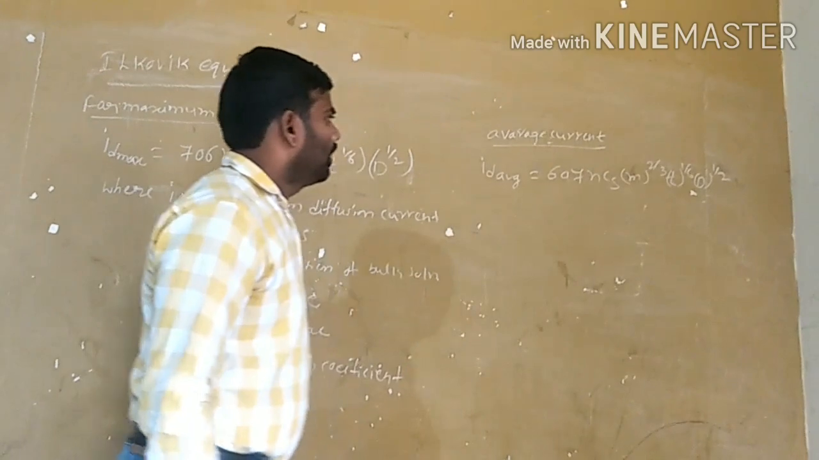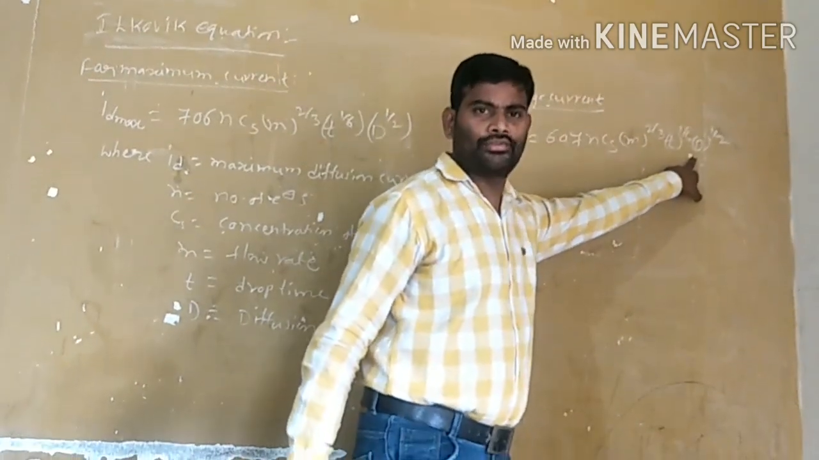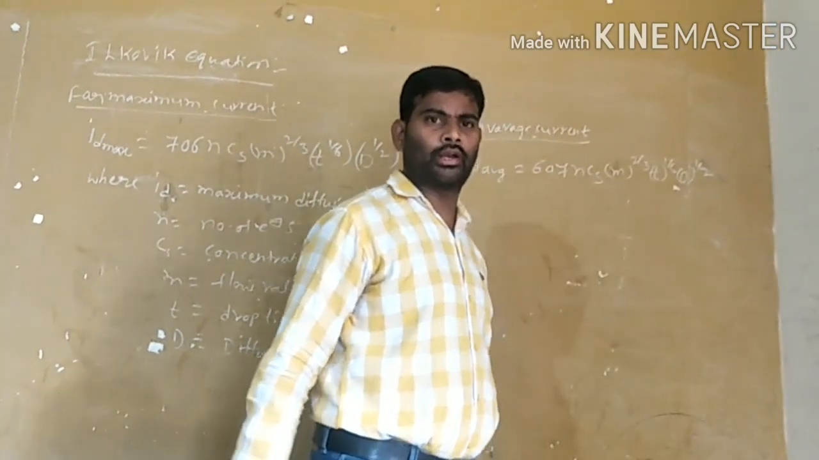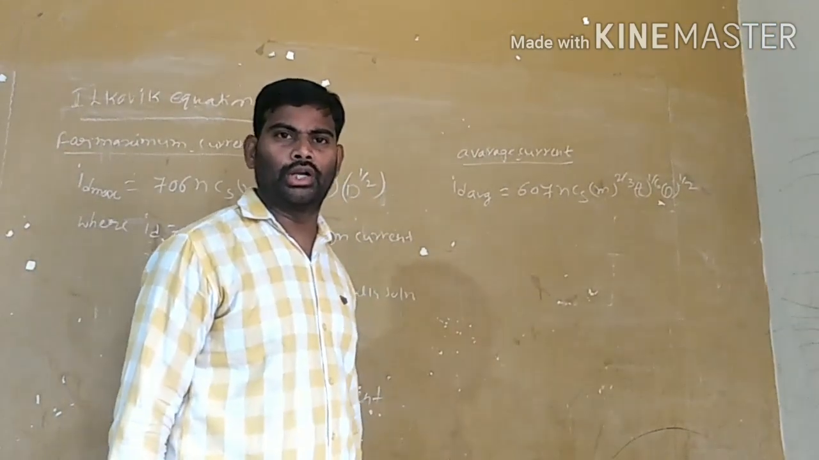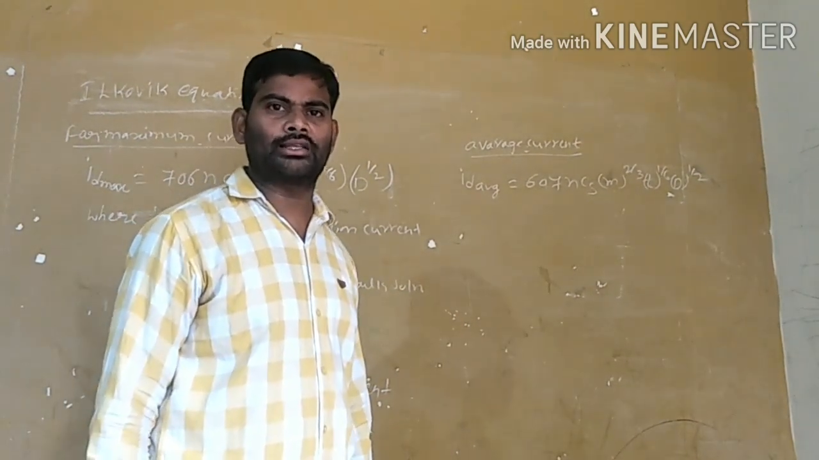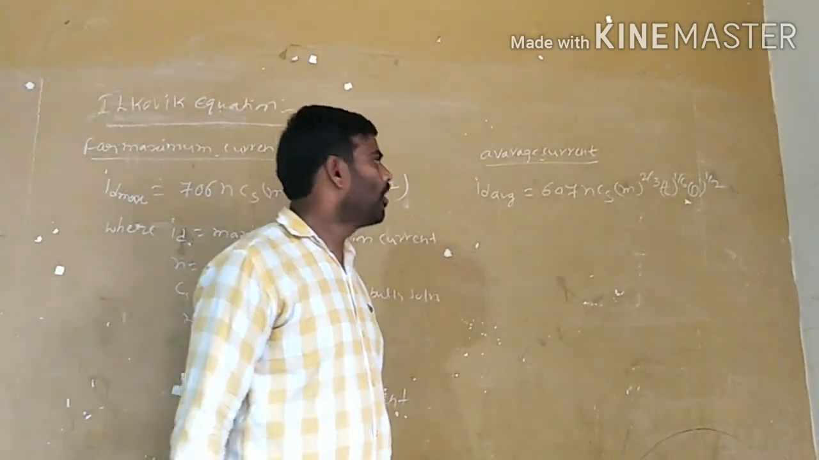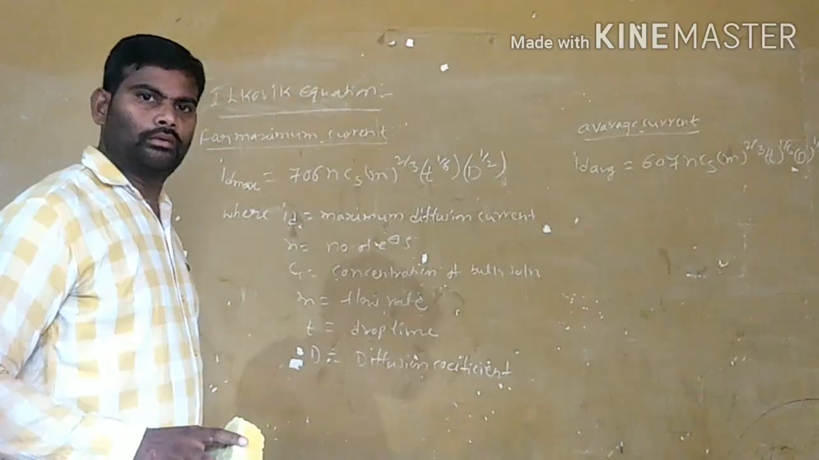And here, already we know the terms. This D is the diffusion coefficient. What is the diffusion coefficient? The quantity of solute diffusing per second across a surface area of 1 centimeter squared under a potential gradient of unity.